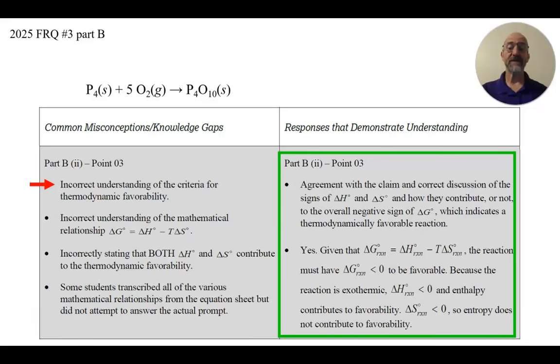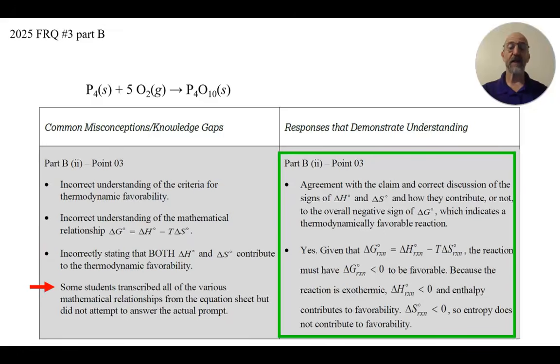So it is likely that students did not fully explain what it takes to be thermodynamically favorable, including a negative delta G. Another mistake was incorrect understanding of the mathematical relationship for delta G equals delta H minus T delta S. Another mistake that did not earn the point was a student that said, yes, both a negative delta H and a negative delta S would contribute to the thermodynamic favorability, which again is half correct. Negative delta H, yes. Negative delta S, no.